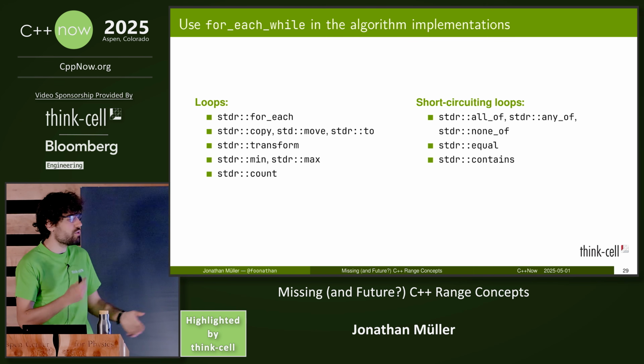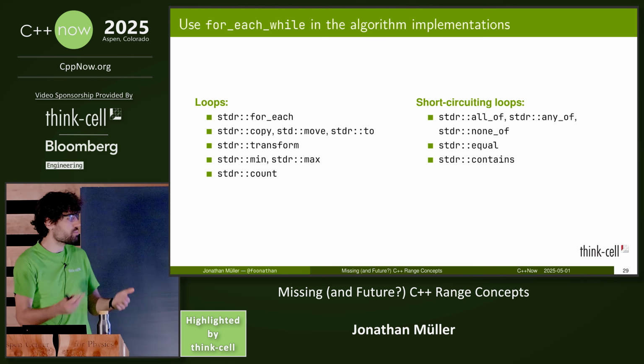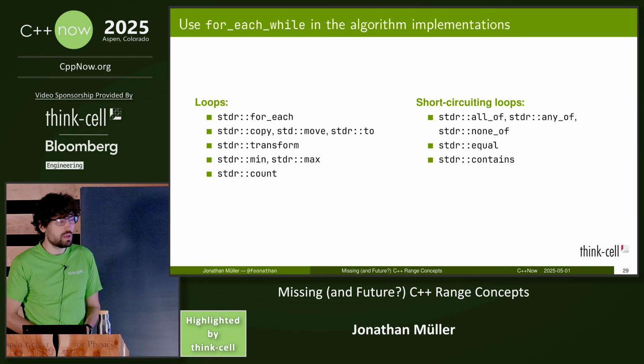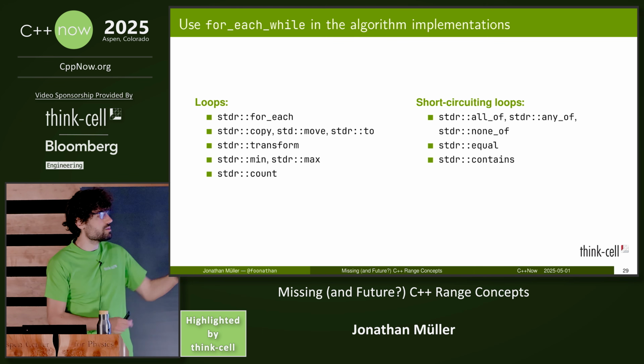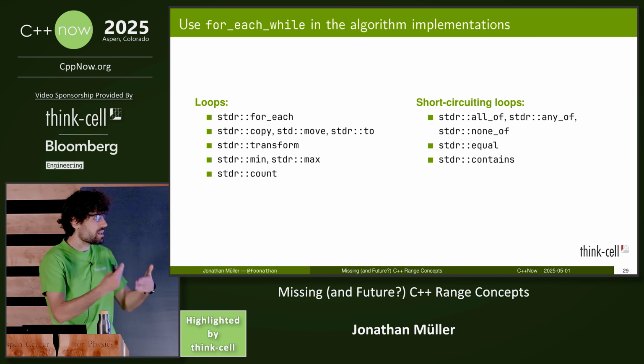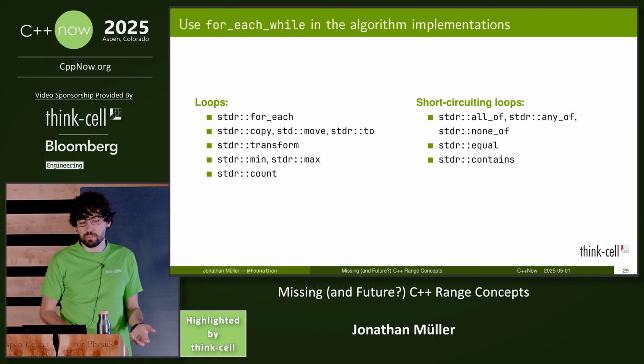Right? If you're doing a for each of a concat or a copy of a concat, using it via for each while is a lot more efficient than using it via the iterators, because you completely avoid the entire state machine. And because it's short-circuiting, we can also use it in short-circuiting algorithms, like all of, equal, or contains. Right? We can stop at any point by returning false from the sink, so we can implement them in terms of for each while.